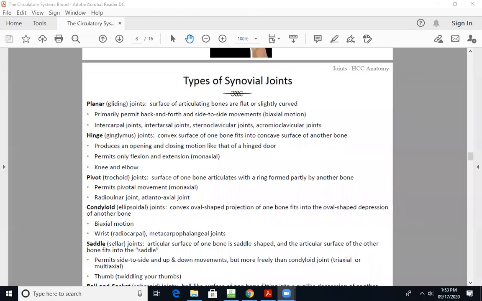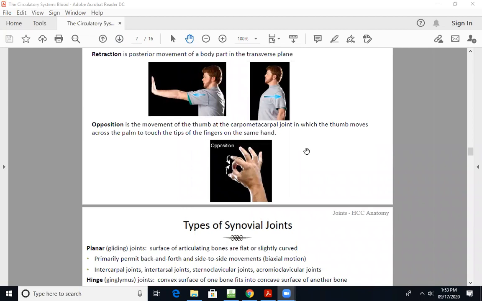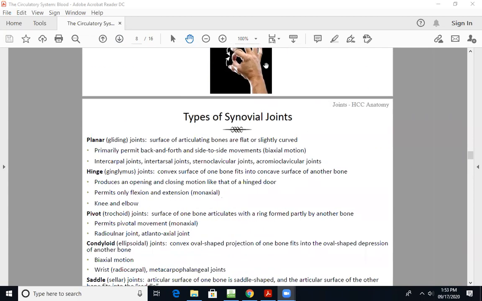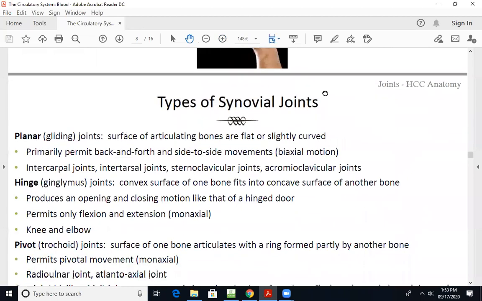All right, guys, we are going to finish our lecture on the joints that we didn't get through here today. We're ready to talk about types of synovial joints. We just finished up talking about the movements that synovial joints perform. These are the different categories of synovial joints.